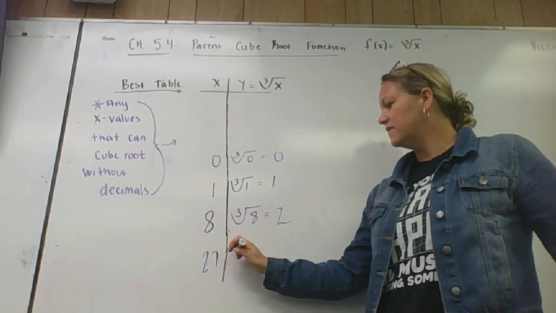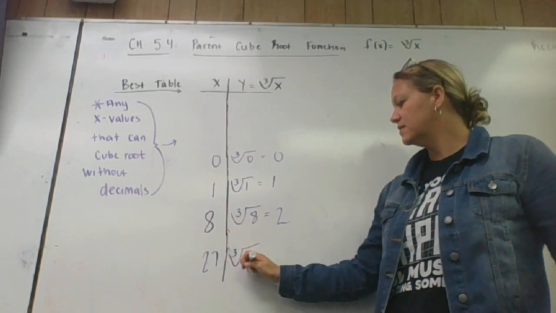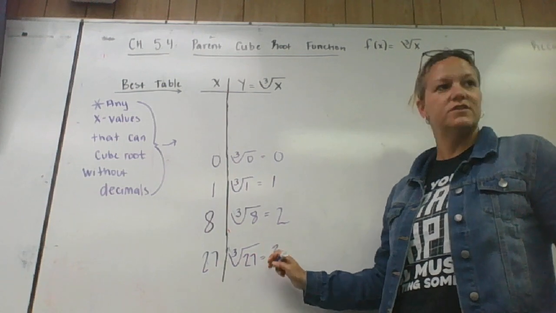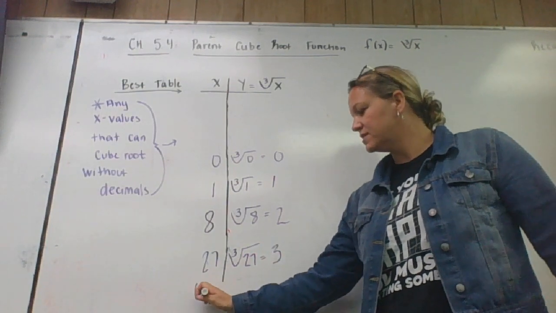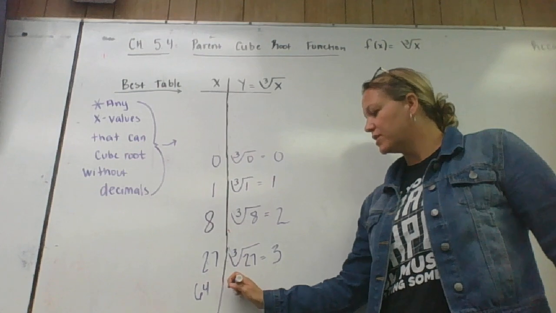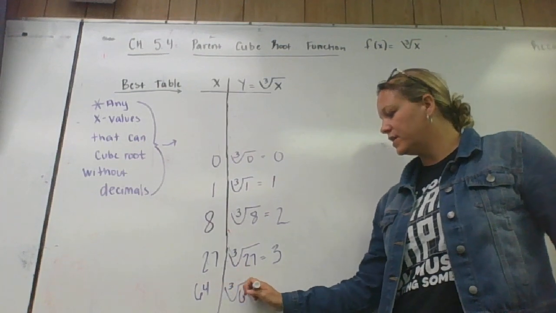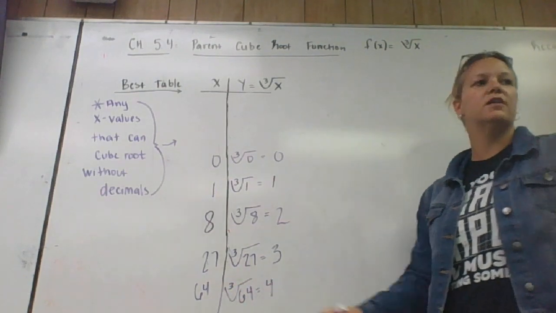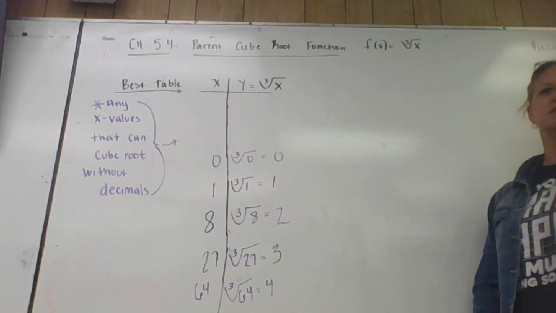We could put 27 in our list. The cube root of 27 is 3. We can put 64 in our list because we are cube rooting. We are not square rooting. The cube root of 64 is 4. Click it.